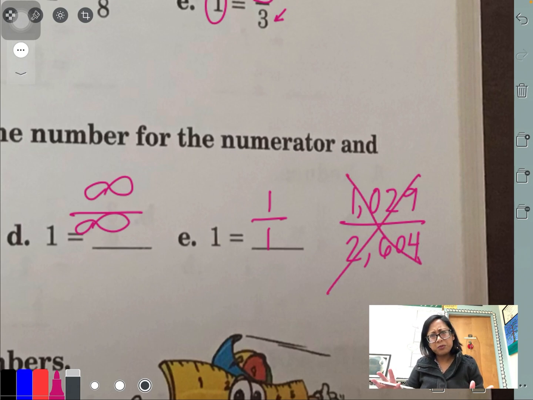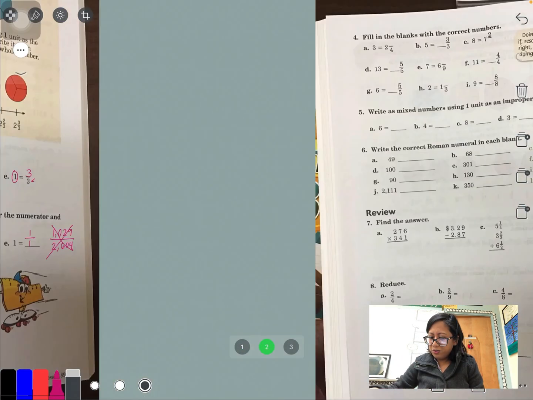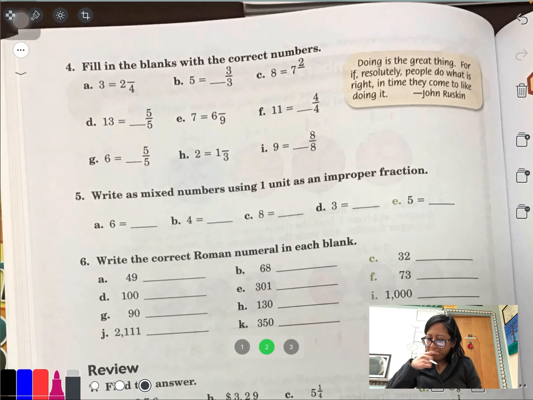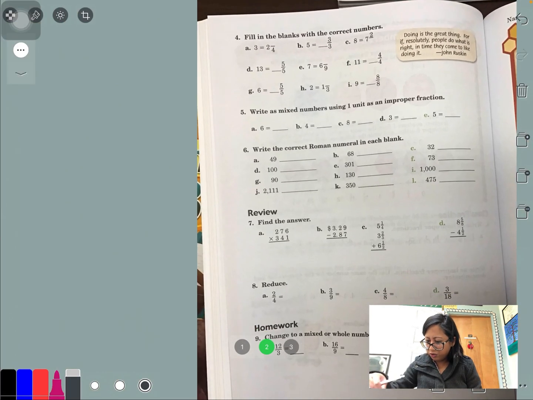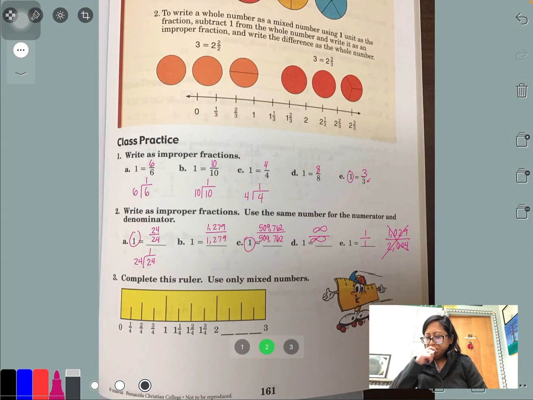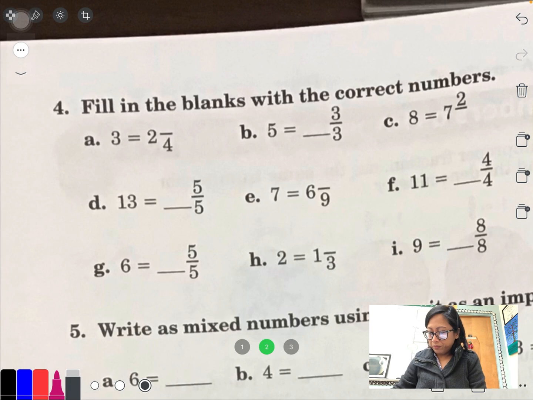Okay, we're going to skip number 3. Let's look at number 2. Oh, look at this. Okay, let's look at page 162, right? Yeah, 162. Look at number 4. Okay. All right. This is a 3.